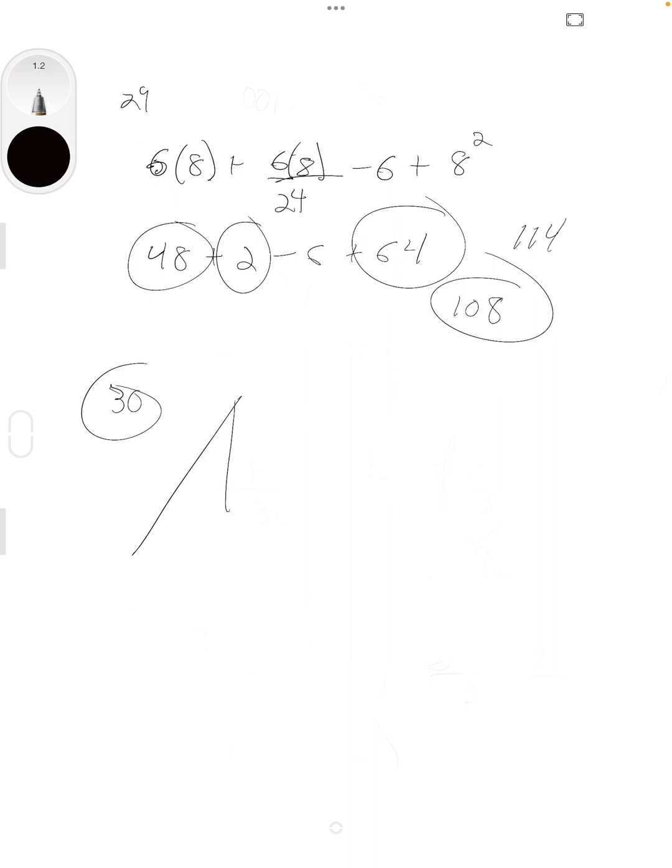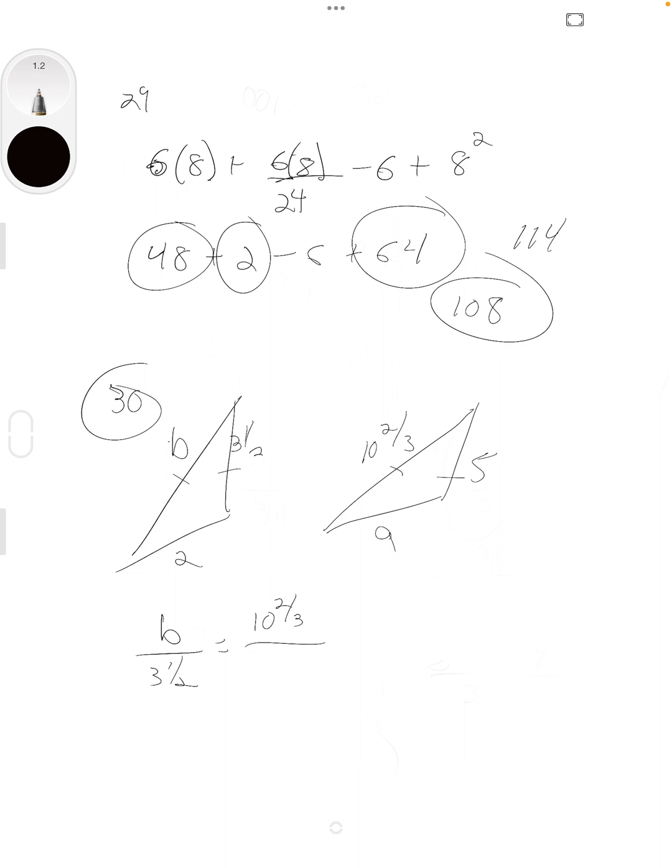Last problem, number 30. It's giving you a triangle, and it's saying, look, here's B, 3.5, and then 2, and then it's giving you a similar triangle where this is 5, and this is A, and this is 10 2/3. So it's saying, what is A and B? So let's start with these ratios. This and this are similar. This and this are similar. So B is to 3.5 as 10 2/3 is to 5.